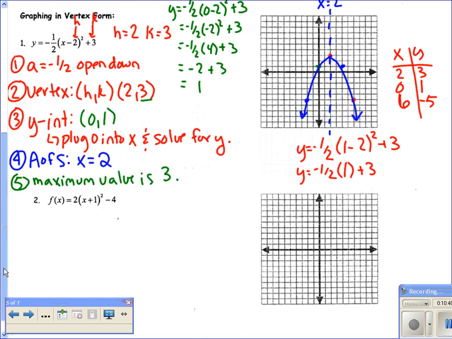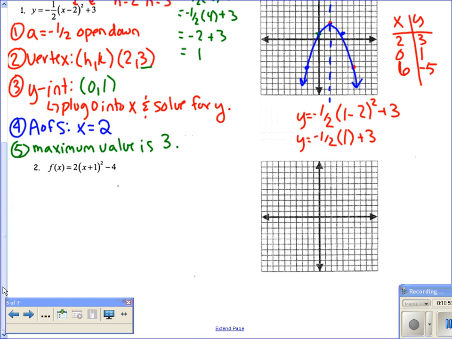So let's go to this next graph that we have right here. For this next graph, I'm going to do the same thing. The first thing I'm going to look at is my A value, which in this case is 2. If there wasn't a number there, then it would just be 1. So I know my graph in this case, instead of opening down, opens upwards.